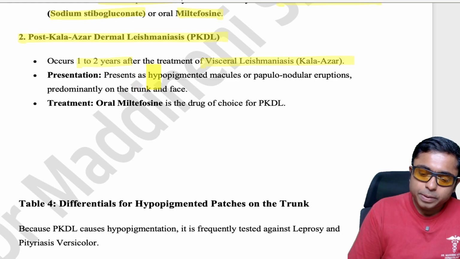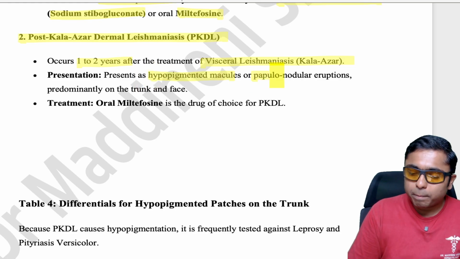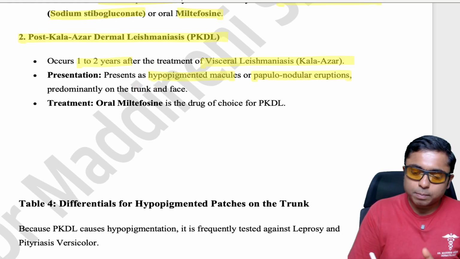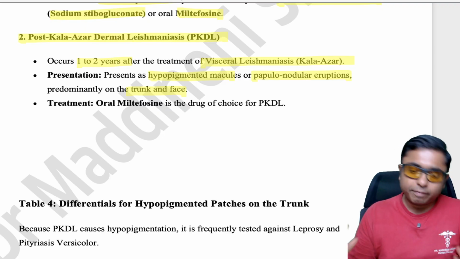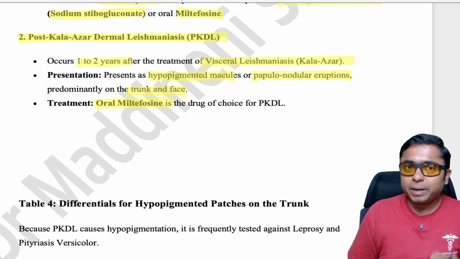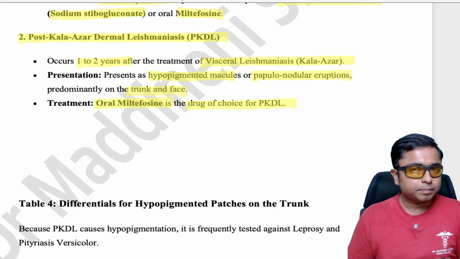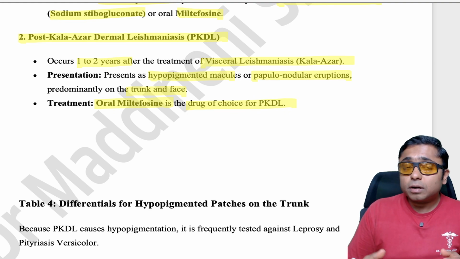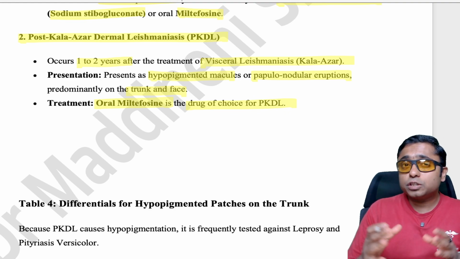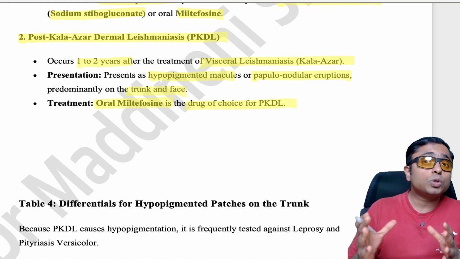Very important points to remember. PKDL presentation will be with hypopigmented macules and papulonodular eruptions over the body, predominantly affecting the trunk and the face. Treatment is with oral miltefosine, which is the drug of choice for PKDL, right? And what is the drug of choice for patients with Kala Azar? It is going to be liposomal amphotericin B.